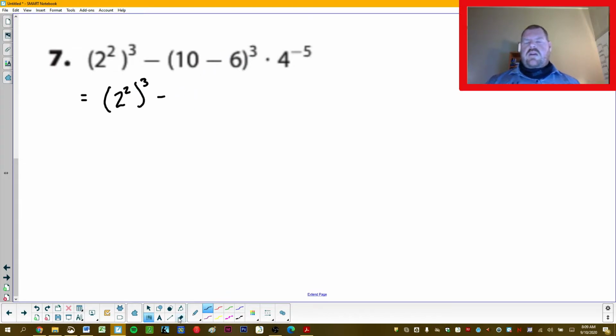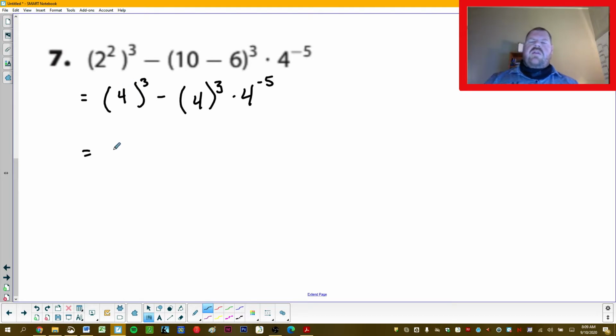No, I'm not. I lied. I'm going to deal with that first. It's up to you, but you'll see why it's important here in a second. So 2 to the second power is 4. Okay, dealing with these parentheses here, 10 minus 6 is another 4, and that's to the third power. And here I have 4 to the negative fifth power with a multiplication there. So let's deal with our multiplication next.